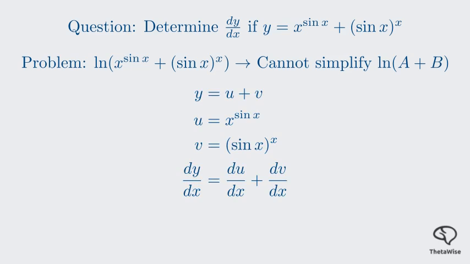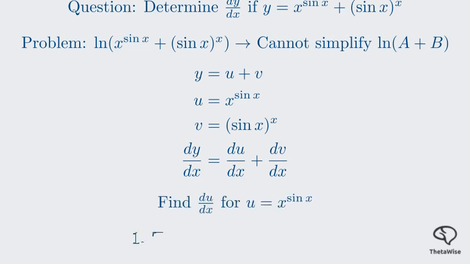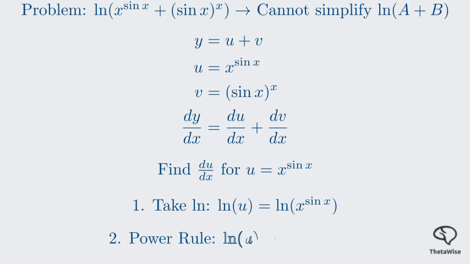u equals x to the sine x. This is a classic case for logarithmic differentiation because it has a variable exponent. Following our three-step process, we take the log of both sides. This gives ln of u equals ln of x to the sine x. Now we use the power rule to bring the exponent down. We get ln of u equals sine x times the natural log of x.